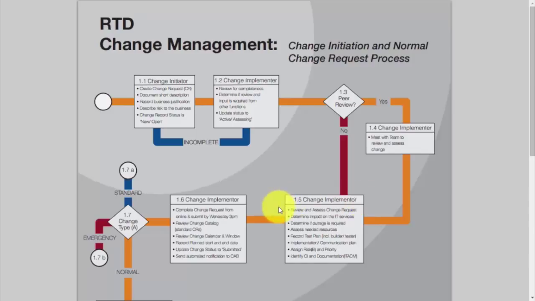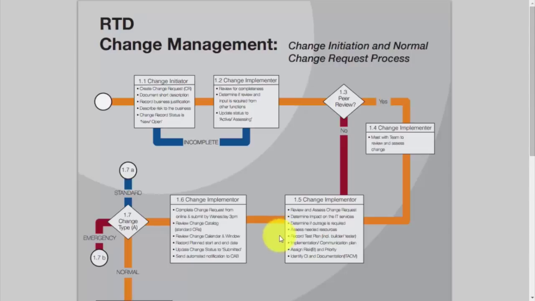This is the responsibility of the change implementer. That individual will be reviewing and assessing the change request in order to determine its impact on other IT services. Also, to determine if an outage is required, as well as assessing the necessary resources, what will be required in order to initiate this change, both in terms of personnel as well as in terms of schedule and technology.